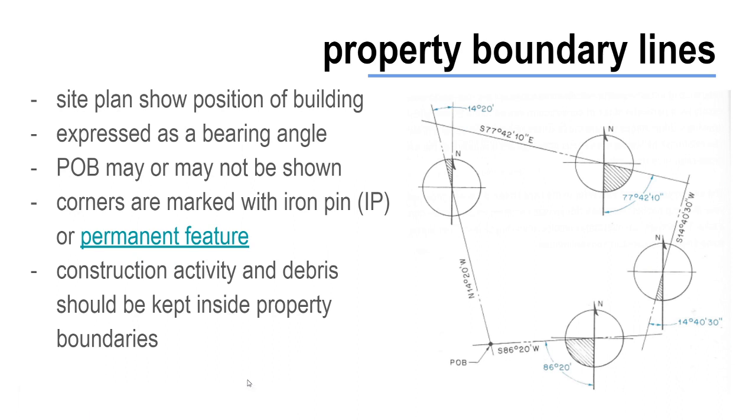You can find these boundaries with just a handheld compass, really. The approximation of your iron pins and the property lines that you put should be accurate enough to help you find those markers in real life at the next corner. All of your construction activity should be kept within the property boundary lines unless you have permission obtained from those neighboring landowners.